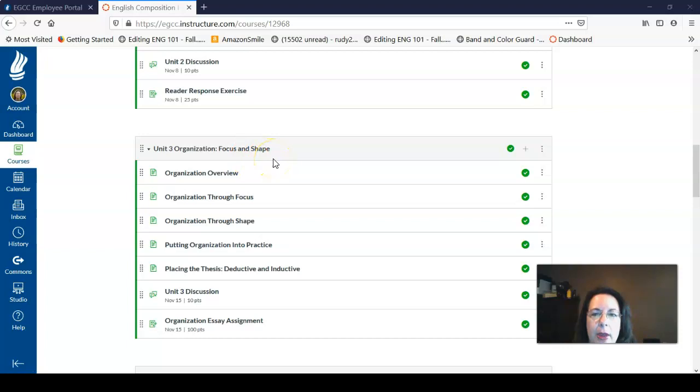So for this third unit, we're in week 3, we are going to look at organization for essays, specifically the focus and the shape. The first 2 weeks of this course, if you remember back, first week was the personal narrative, which I enjoyed reading those and getting to know you.